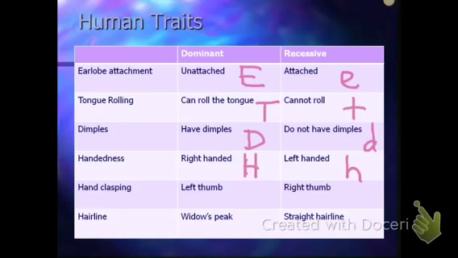Hand clasping. If you fold your hands, is your left thumb on top? If so, that's a dominant trait. If your right thumb is on top, that's a recessive trait. Again, lowercase letters for recessive, capital letters for dominant, and you'll find out why soon. For your hairline, do you have a widow's peak? That means, does your hairline come to a little point there? If you do, that's a dominant trait. If you have a straight hairline, that's a recessive trait, and that's a lowercase w. Okay?